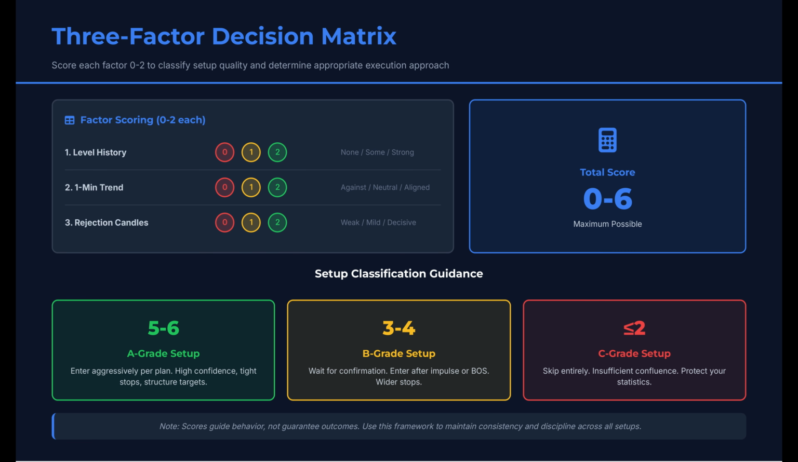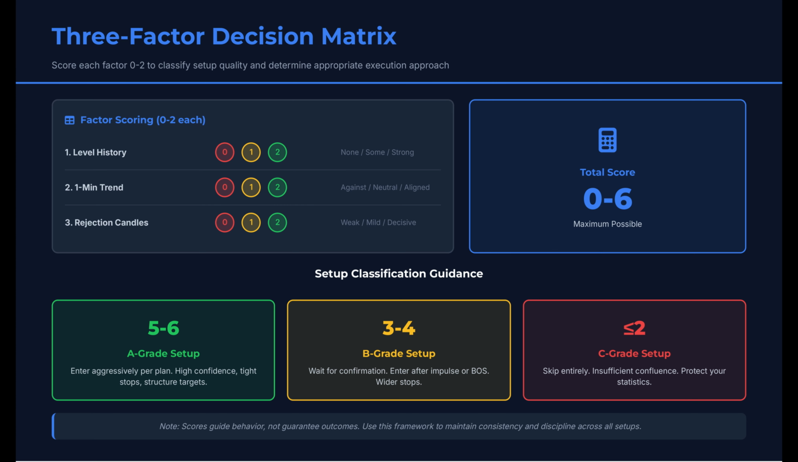Do not enter immediately. Wait for confirmation, a strong move away from the zone, a micro break of structure, or an advanced concept like fair value gap fill. Use wider stops, 8 to 12 ticks beyond the zone. Expect lower win rates than A grades, but these are still valid trades when confirmation appears.